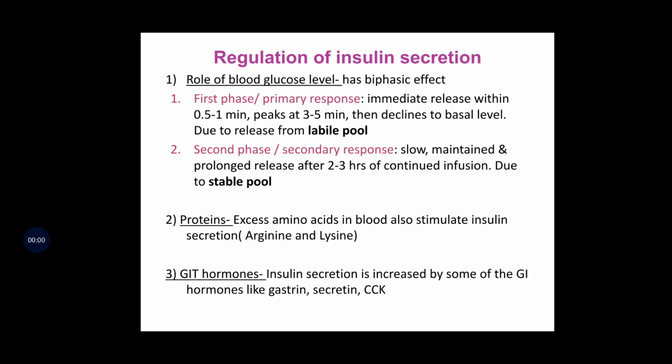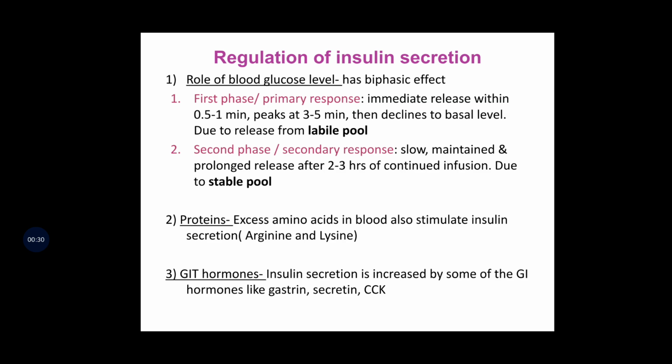Now we should know how insulin secretion is regulated. The first and most important point in regulating insulin is the blood glucose level. This blood glucose level has a biphasic effect, which means a primary response and a secondary response. As always, a primary response is an immediate and very fast response.